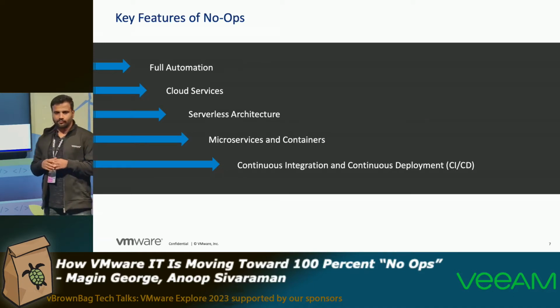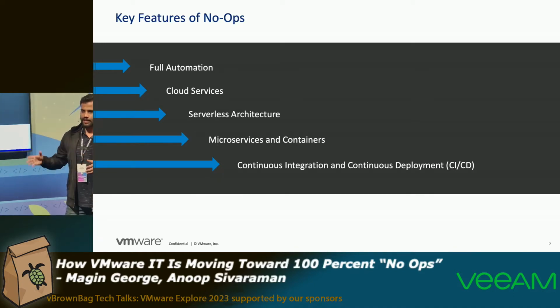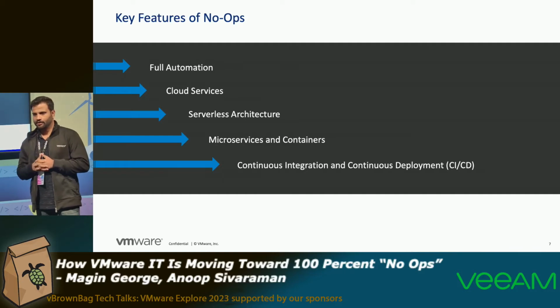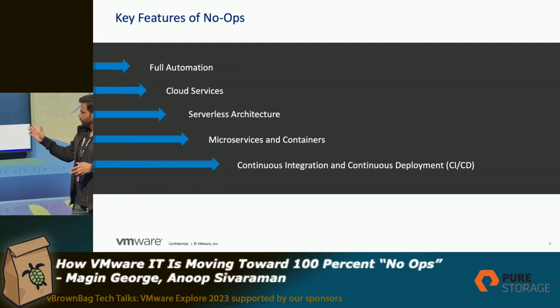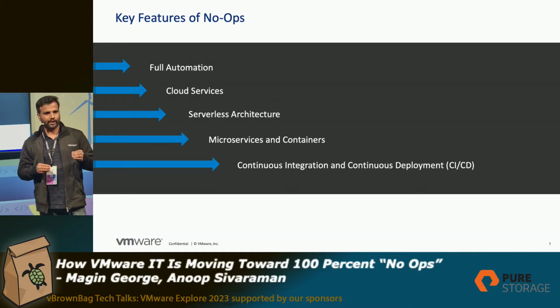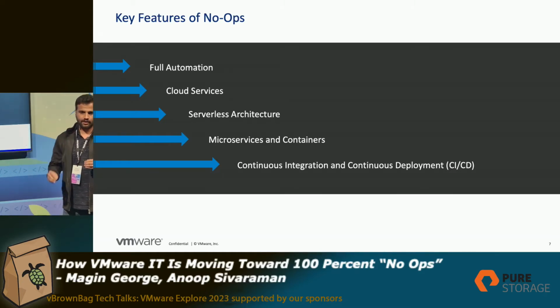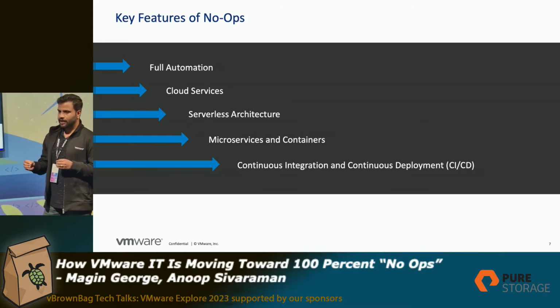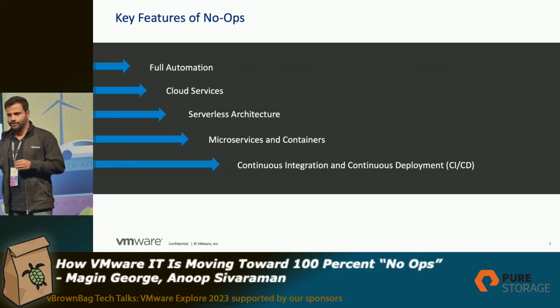Now, CI/CD. We all know about the CI/CD pipeline. It's continuous integration and continuous deployment. NoOps relies on the CI/CD pipeline to build, test, automate, and integrate the applications. It also helps to deploy the applications in a faster manner in the production environment.